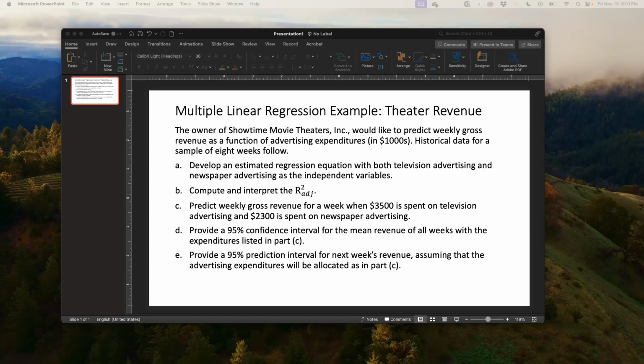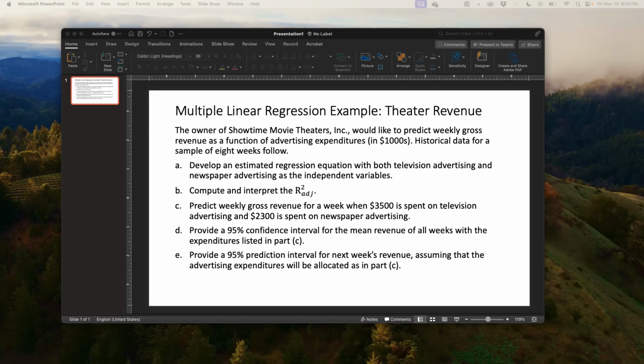In order to predict the weekly gross revenue for the following week, let's say the company spends $3,500 for television advertising and $2,300 for newspaper advertising. What will be their gross weekly revenue? And then we also have to look for the 95% confidence interval and the 95% prediction interval. So I'll walk you through the step-by-step process and how to analyze the data in R.